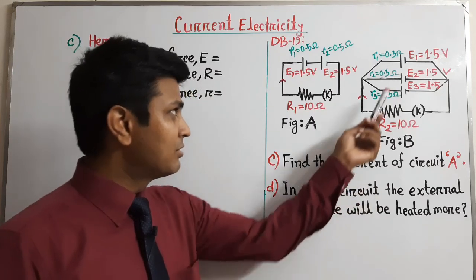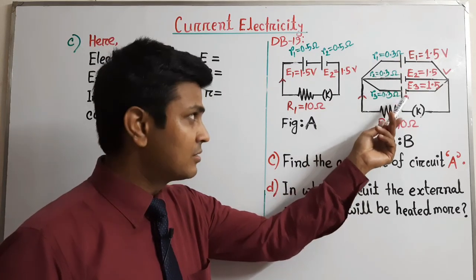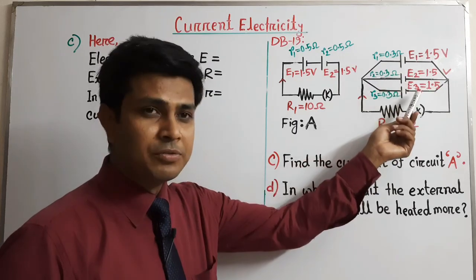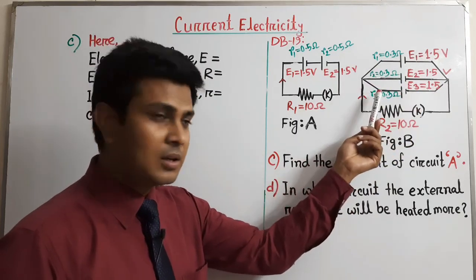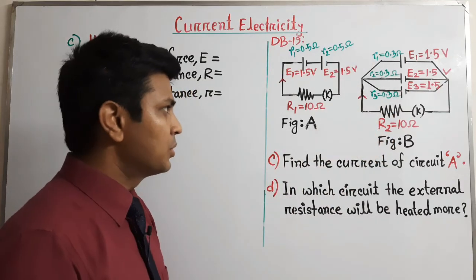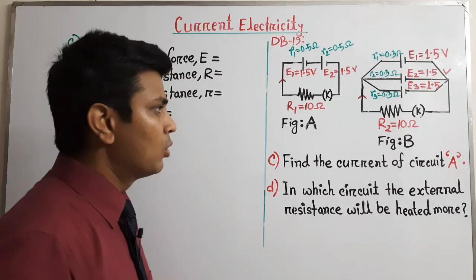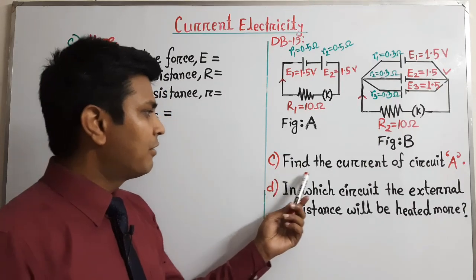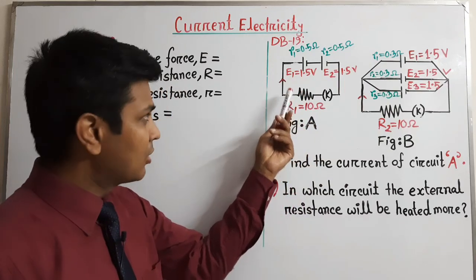And in circuit 2 you can see these 3 cells are connected in parallel, and the electromotive force is given here as 1.5 volt, and the internal resistance of these cells is given as 0.3 ohm, and the external resistance is given as 10 ohm. And question C is: find the current of circuit A. We have to calculate the current of the circuit.